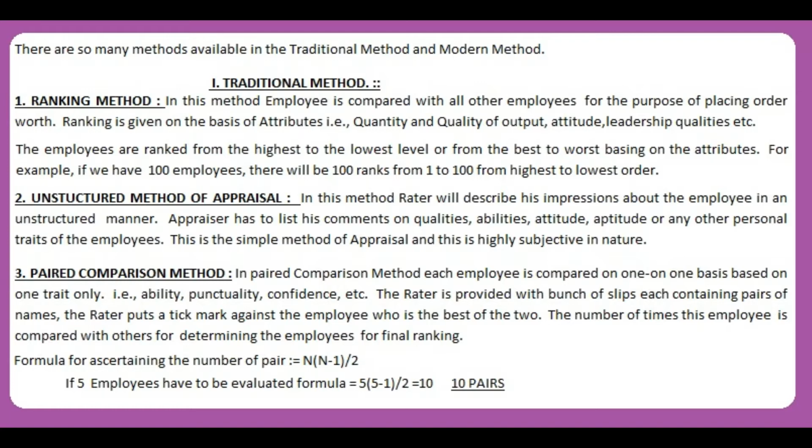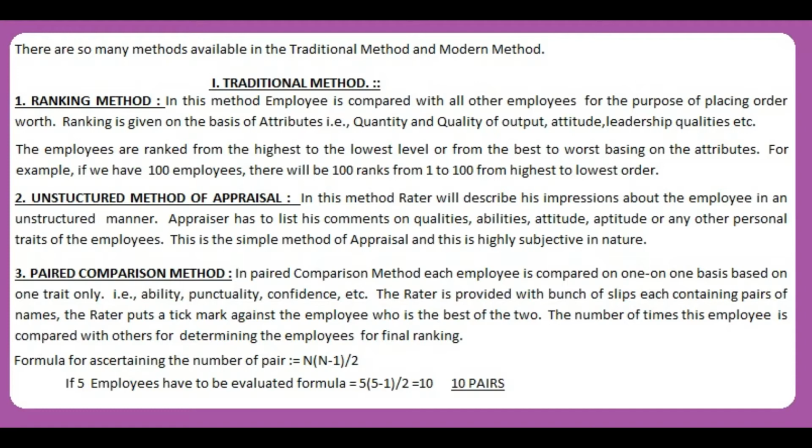In this method, the employee is given a ranking on the basis of his performance. In this method, employees are compared with all other employees for the purpose of placing them in order of worth, that is, ranking. How are people going to give the ranking? If we say that X is better than Y, on what basis are they saying that X is better than Y? So they consider some parameters based on their attributes. They are going to give the ranking.